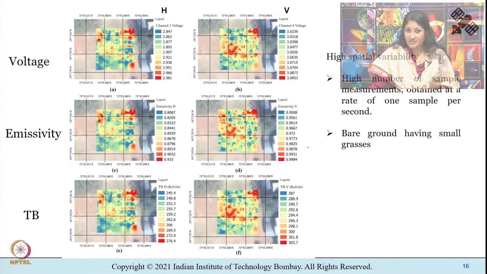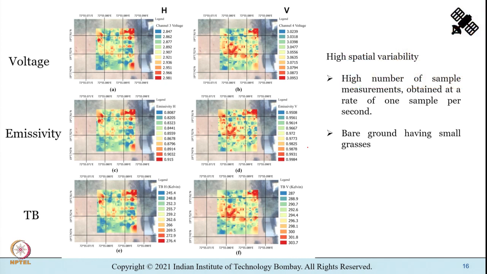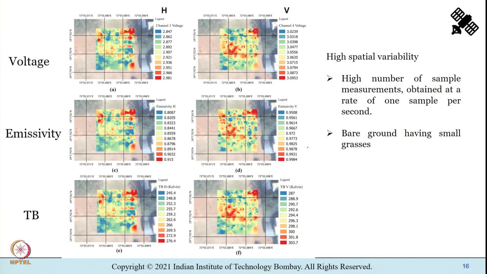The major land surface variables measured from the instrument are soil temperature, emissivity and TB. The results of spatial variation of the measured land surface variables showed high spatial variability, which can be due to the high number of sample measurements which were obtained at a rate of 1 sample per second. And unlike the satellite measurements or data from tower based radiometers, where the footprint of the instrument covers a variety of soil and vegetation types, here we used a very compact, very lightweight radiometer to measure TB, that is microwave brightness temperature. And we assume that the knowledge gained from the present study can be useful for investigating the effect of different types of soils on passive microwave emission.